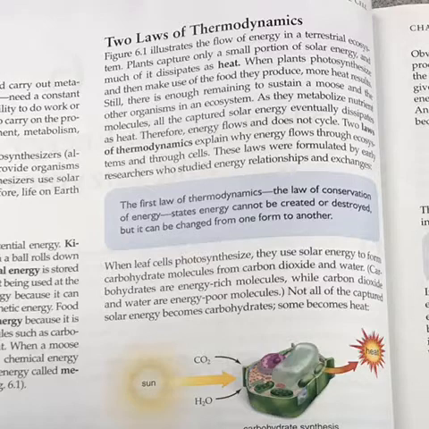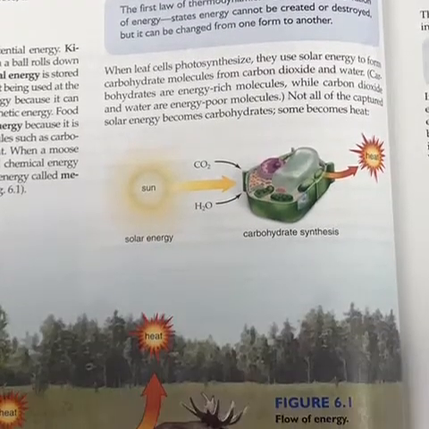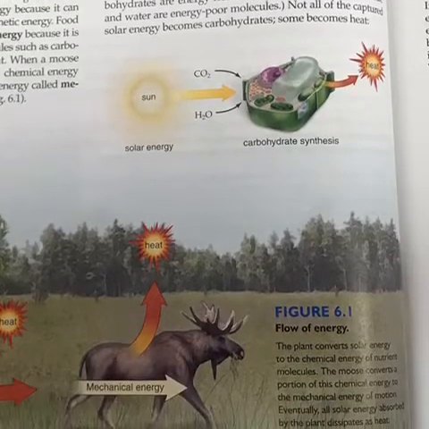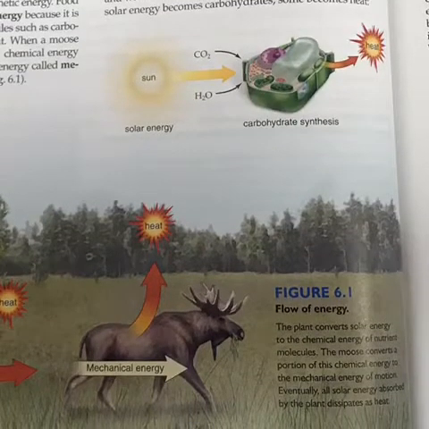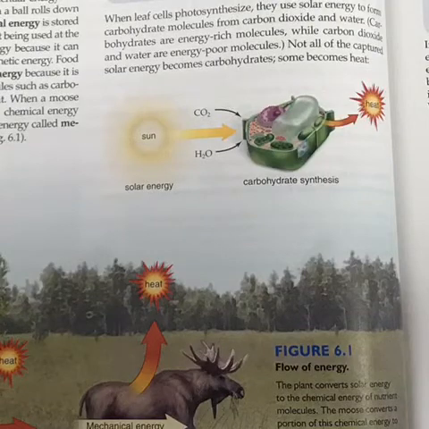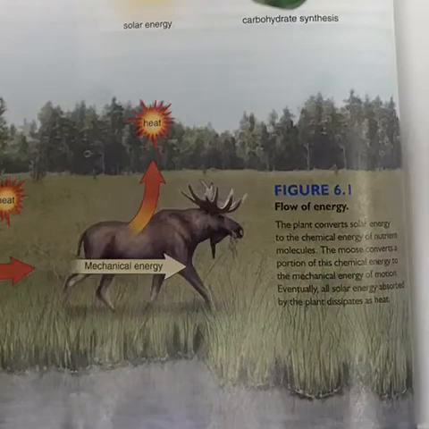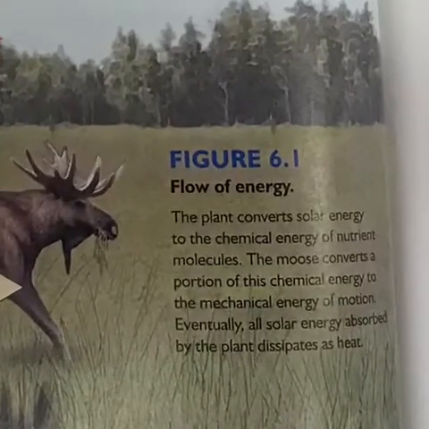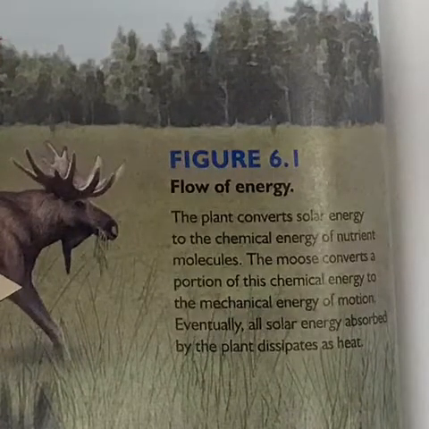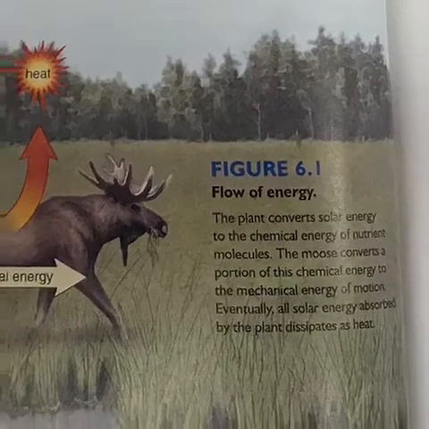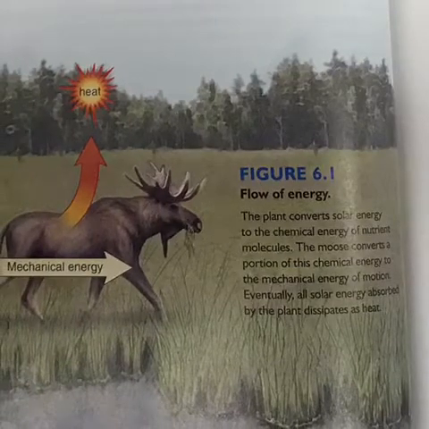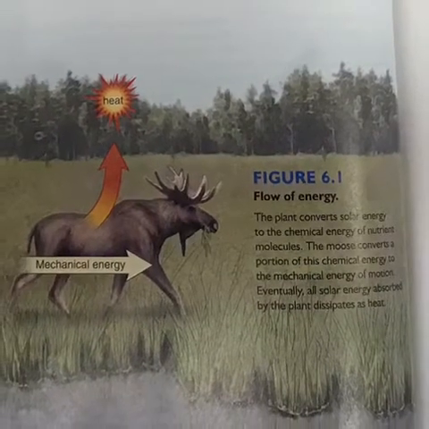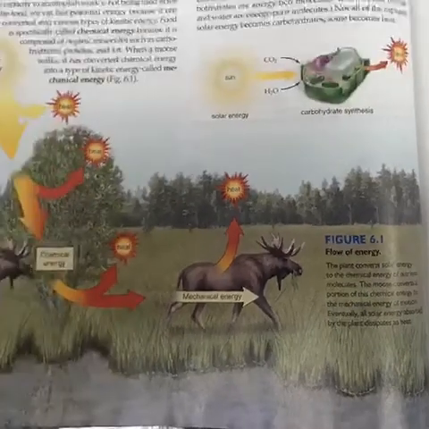Not all of the captured solar energy becomes carbohydrates because some becomes heat. So as seen here, the sun provides the solar energy to turn CO2 and H2O into a carbohydrate or glucose in plant cells, in their chloroplasts. Figure 6.1 shows the flow of energy. The plant converts solar energy to the chemical energy of nutrient molecules. The moose converts a portion of this chemical energy to mechanical energy of motion. Eventually, all the solar energy absorbed by the plant dissipates as heat.